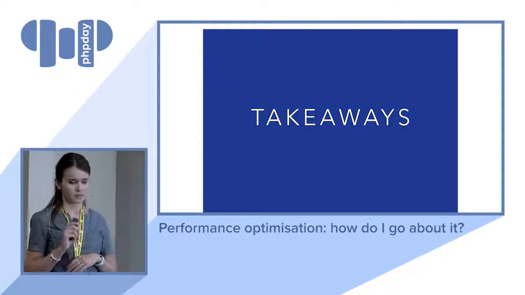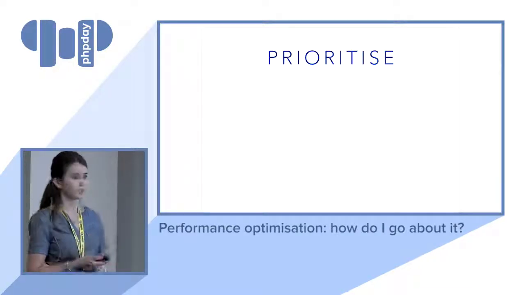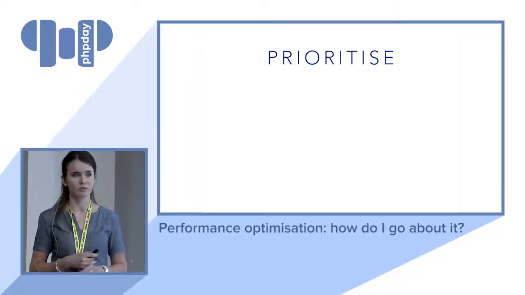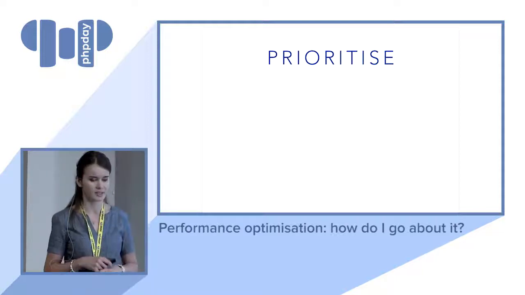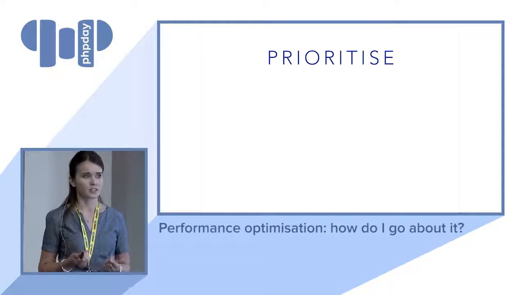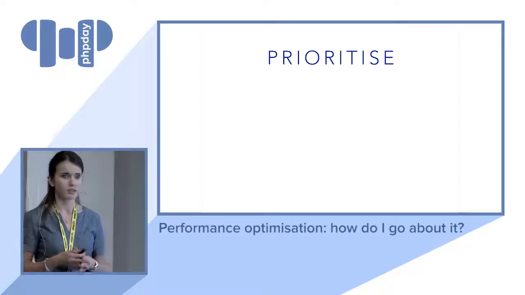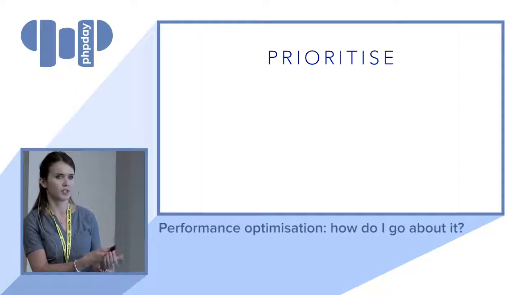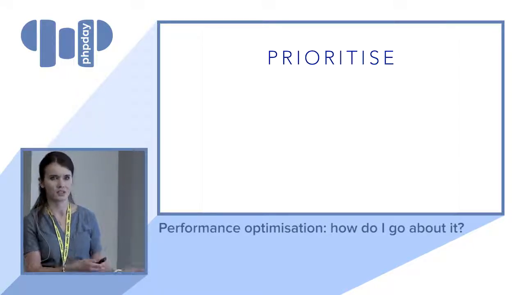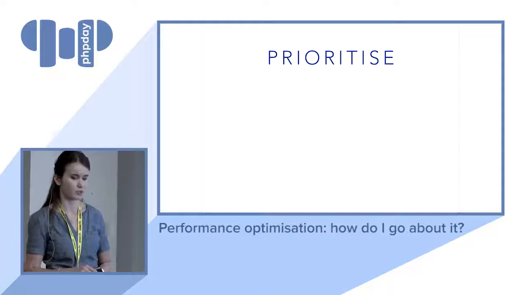So just to sum up, some key takeaways. First of all, prioritize what to focus on. Don't sweat the small stuff. Don't focus on the micro optimizations. Tackle the big things first. Basically, focus on the most important things. Sometimes when you're given something to optimize, you only have a specific time frame. So don't waste time on the things that don't actually give you much gain. Just focus on the bottlenecks.